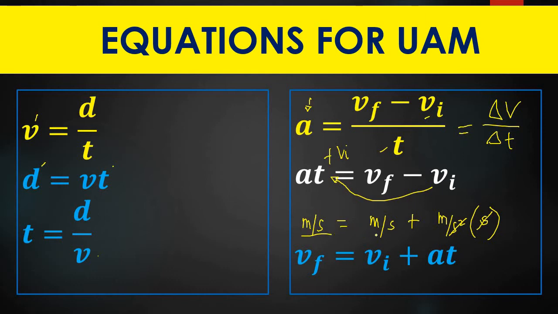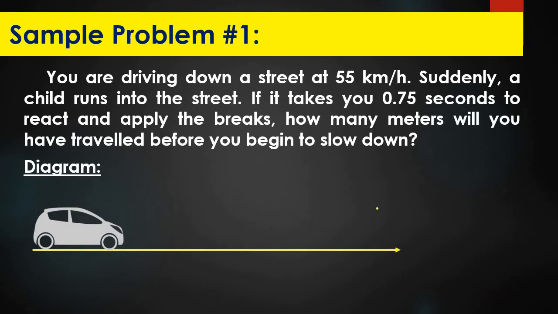Now, in case of given quantities that are different from the desired quantity, for example, what we want to know is meters per second, but what is given is kilometers per hour, you have to convert kilometers per hour to meters per second. So you cannot mix hour and second in one equation. Let's have a sample problem.